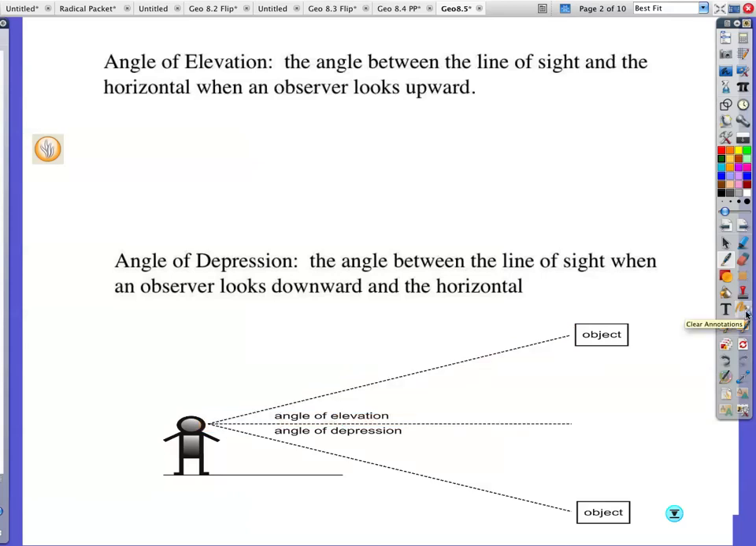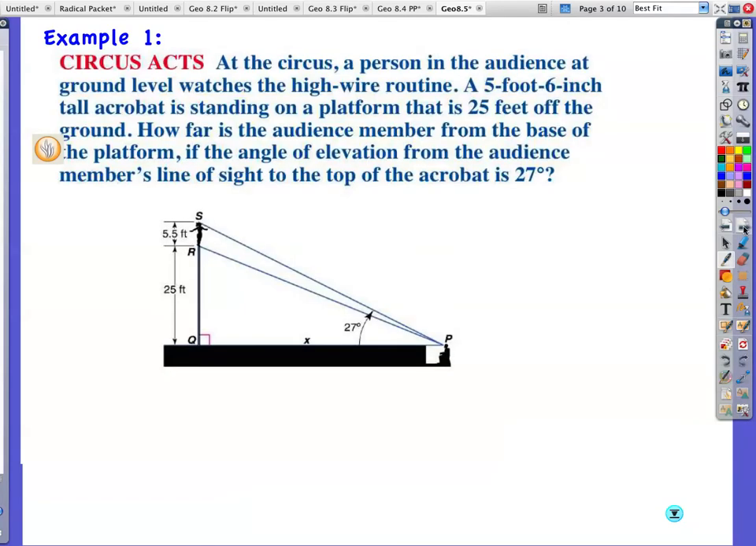Angle of depression, the angle between the line of sight when an observer looks downward, I think that's supposed to be from the horizontal. So here is the horizontal. Let me go back to the highlighter. And then the observer looks downward. So the angle that's created is your angle of depression, that little piece between those two. Okay, make sure that's in your notes.